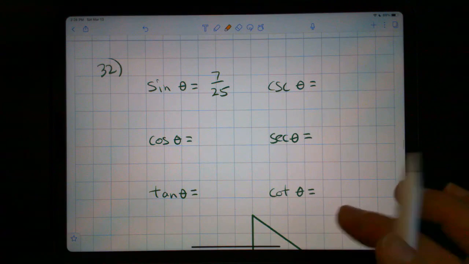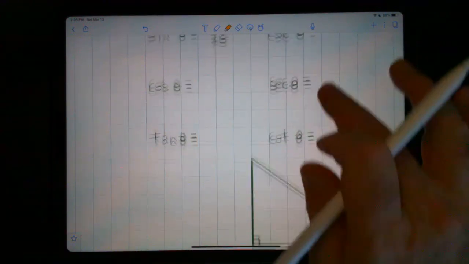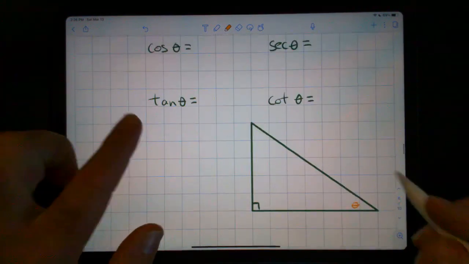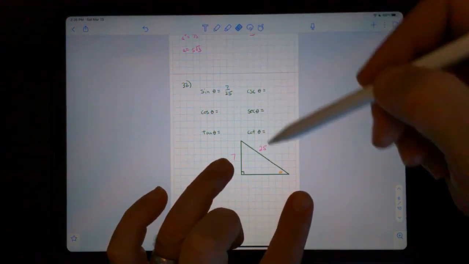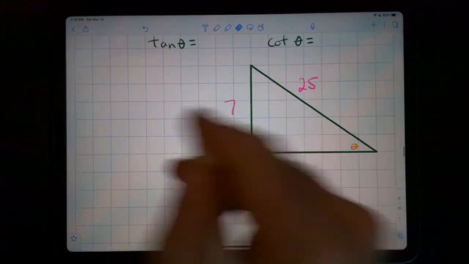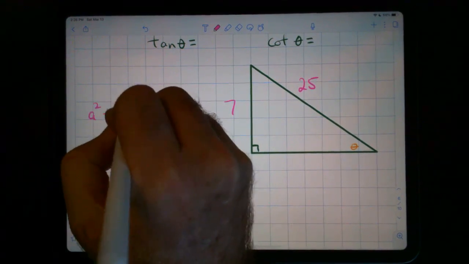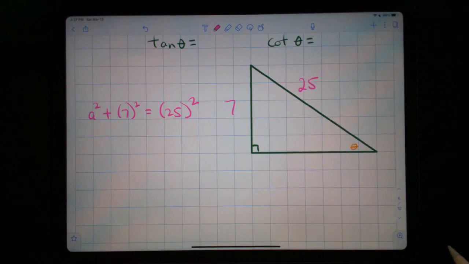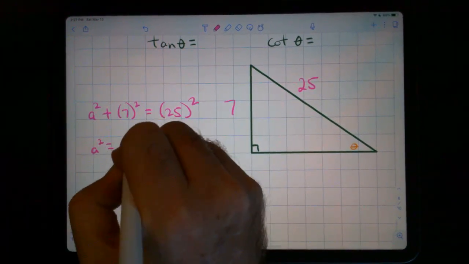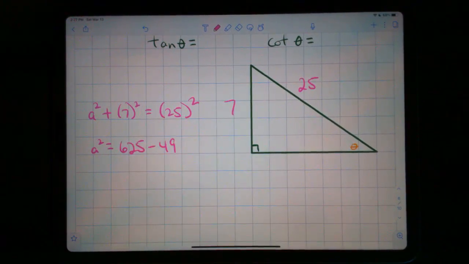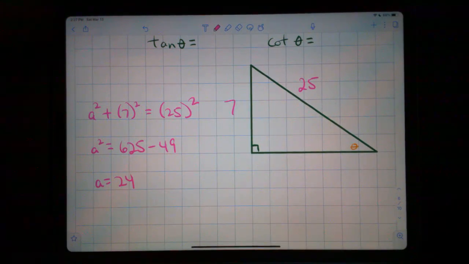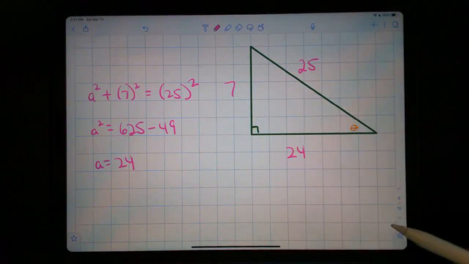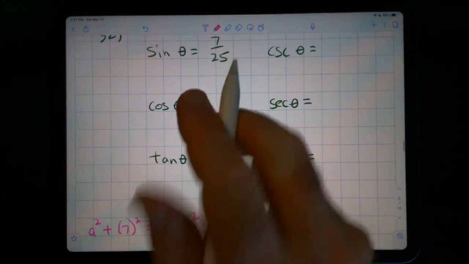Well, that was so much fun. Let's do it again. Number 32, we have sine of theta is 7 over 25. Here is our generic right triangle. There's your theta. So sine is opposite over hypotenuse. Use Pythagorean theorem to find the missing leg. So we have, nice, no radicals. Okay. Cosine is 24 over 25.